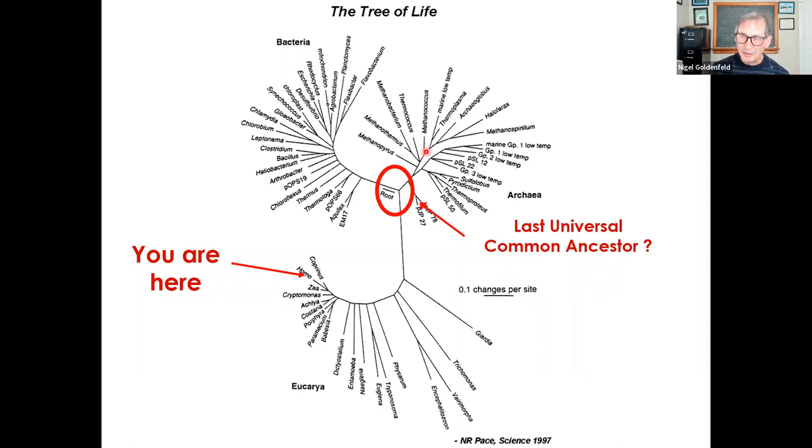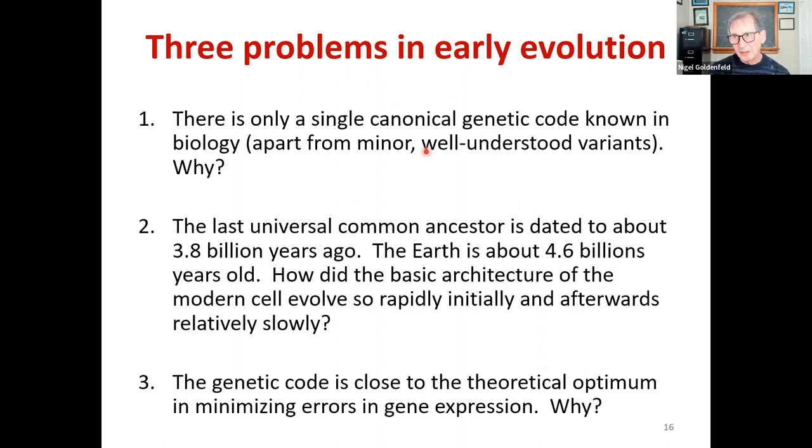Now, there are three problems in early evolution where the questions have been well understood for a long time. The resolution has only been relatively recent. So the first thing is that there is only a single canonical genetic code known in biology, apart from minor well-understood variants. And we'd like to know why that is the case. Why not, if life could have evolved in many different environments, if it's generic? And so you might expect that there would be multiple genetic codes, but that's not the case at all.